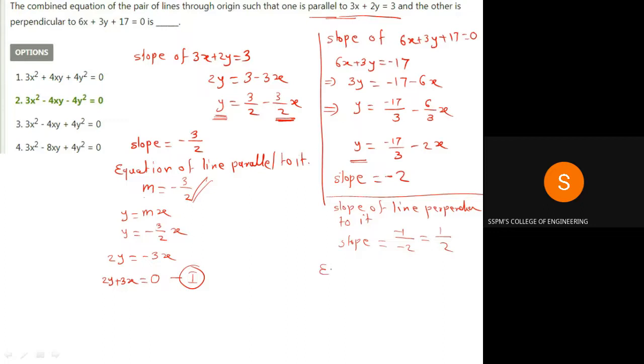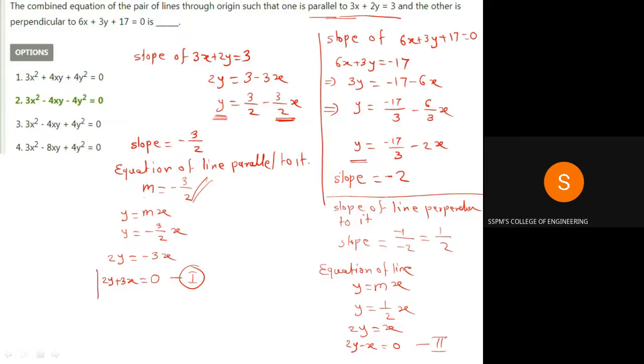So what will be the equation of the line? It is simply y is equal to mx, that is y is equal to half x, that is 2y is equal to x. If you take x on the left hand side, it is 2y minus x is equal to 0. This is the second equation of the line, x minus 2y is equal to 0, or you can write 2y minus x is equal to 0.